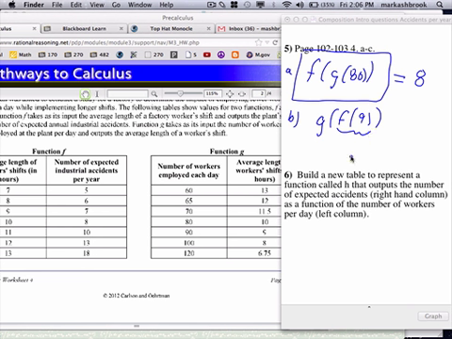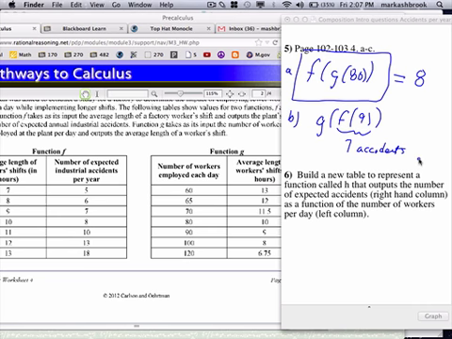What is the output of F? 7 accidents per year. And so what's the function of G? G takes the number of workers and gives you an average length of shift. So what are we trying to do to G here? We're trying to give it a number of accidents, but the function of G is to take the number of workers. So what does G do with this? Yeah, it doesn't like it, right?